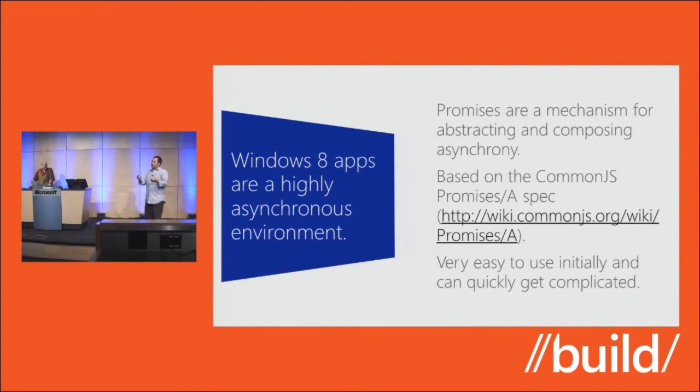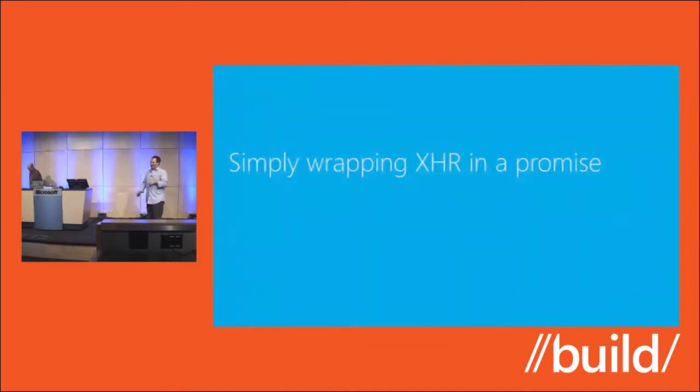And the neat thing about the CommonJS Promises spec is it actually says very little about your implementation. All it says is you have to have this unified contract. And as long as you have this unified contract, you can compose these promises from different systems very, very well. And so it's pretty cool. Now, asynchrony in general and promises specifically are very easy to use initially. They can get quickly very, very complicated.